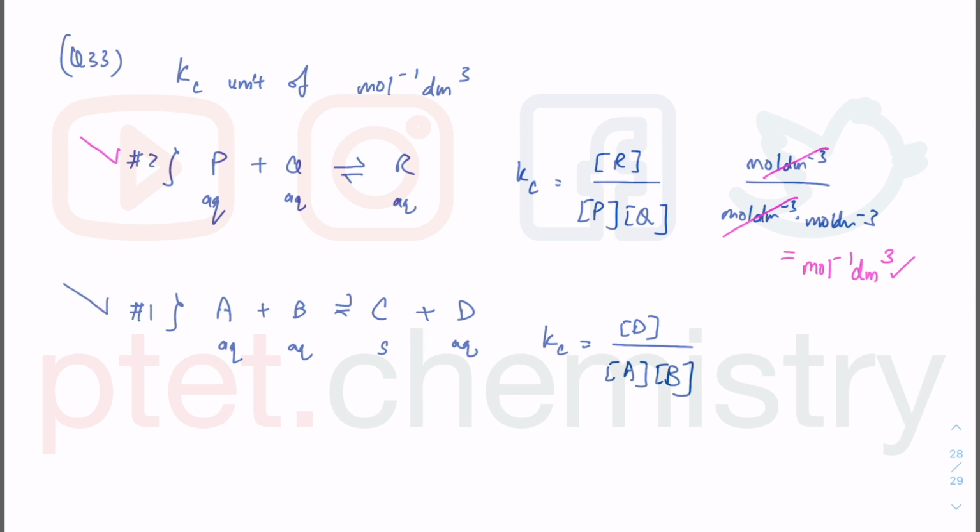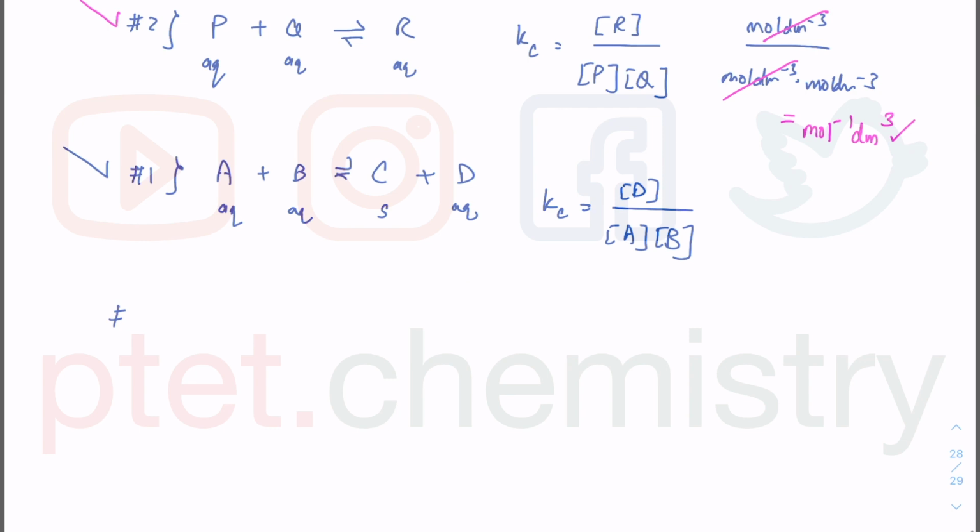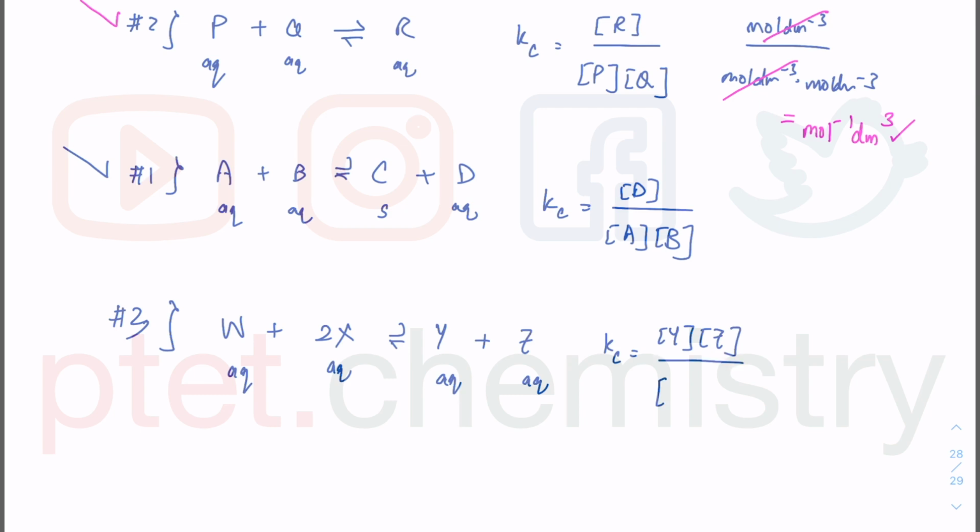So option 1 is also correct. Going straight to option 3. In option 3, you have W plus 2x, so something that looks a bit more complicated. This is aqueous, and aqueous. So what we have there is Kc, y to the power 1, z to the power 1, and then we have W to the power 1 and x square.